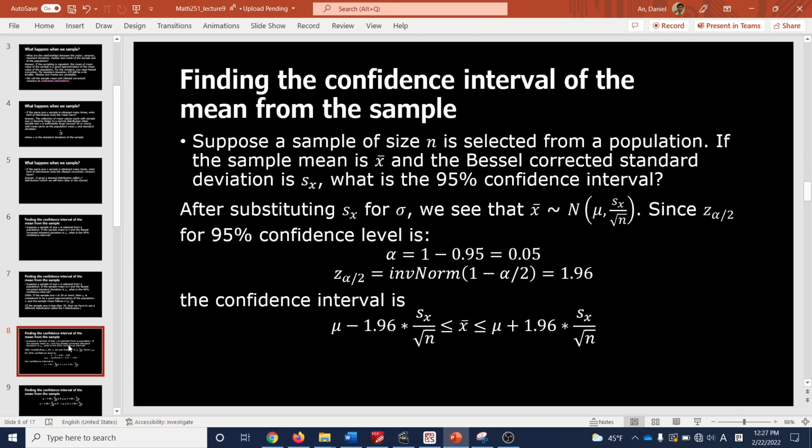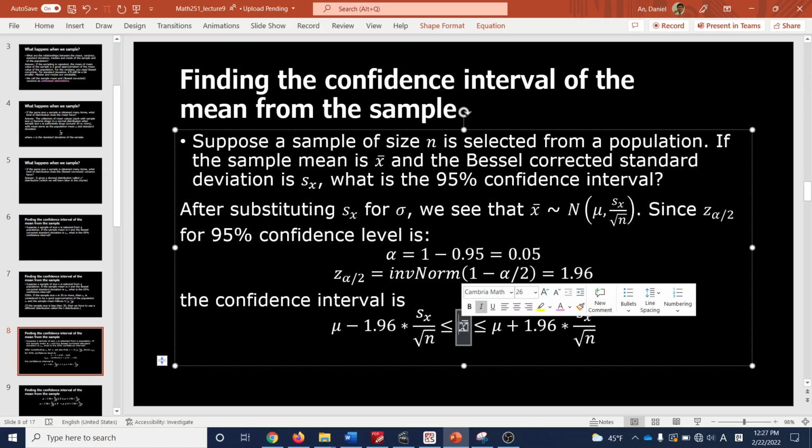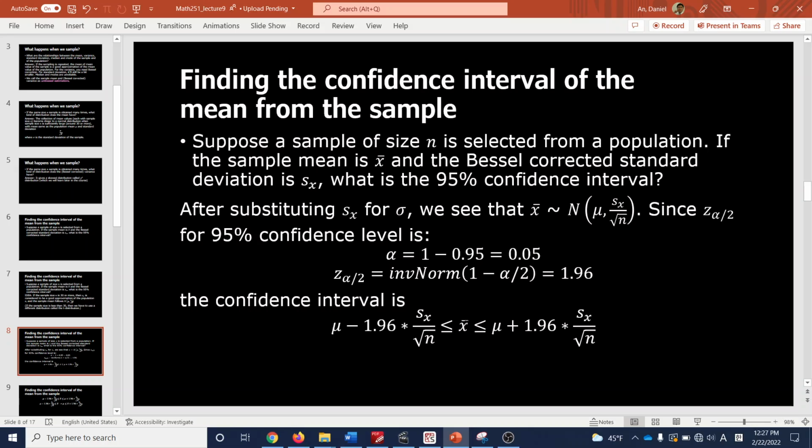But what we do is the same kind of calculation as we've done for the confidence interval. You see how we get z alpha over 2 as the inverse norm of 1 minus alpha over 2, this formula. For the 95% confidence level, this gives you 1.96. And here's the formula for the confidence interval, right? Your x bar, the quantity in question, should be locked into these two numbers with 95% confidence.